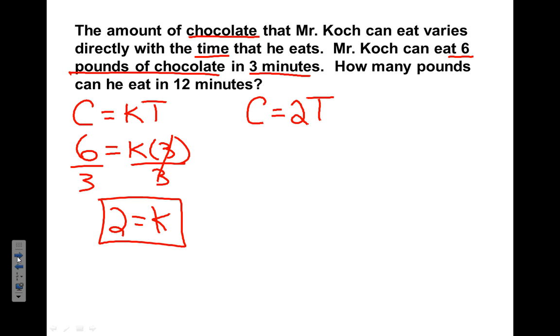Now I have to find how many pounds I can eat in 12 minutes. Because minutes is time, that's where the 12 is going to go. So C is equal to 2 times 12. So C is equal to 24. Again, you have a choice. You can write a complete sentence including the unit, or you can just add the unit, box it, and be done. I'm just going to add my unit. Because it's asking for how many pounds of chocolate, that is my unit.